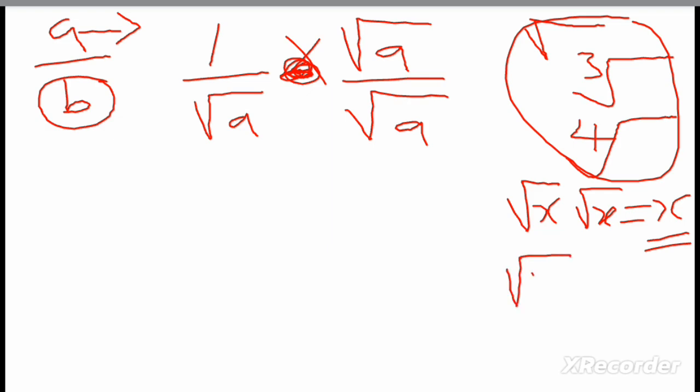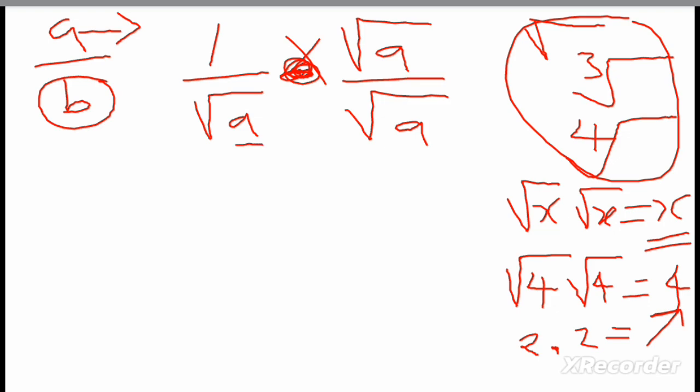This is proved by saying root 4 times root 4. The answer will be 4. The square root of 4 is 2, and we have got a multiplying sign in between. The square root of 4 is 2. So 2 times 2 gives us 4. So mathematically, when you multiply this square root with what is inside being the same, the answer is what is inside. So you multiply the numerator, you have got root a over a. Hope you understand that. So that would be the answer in this case.